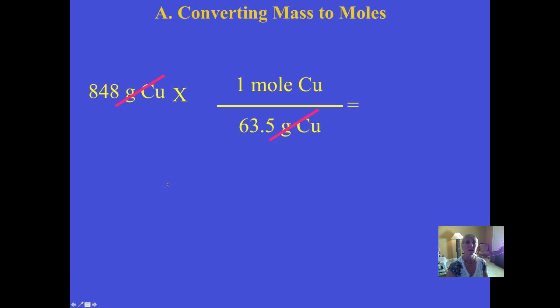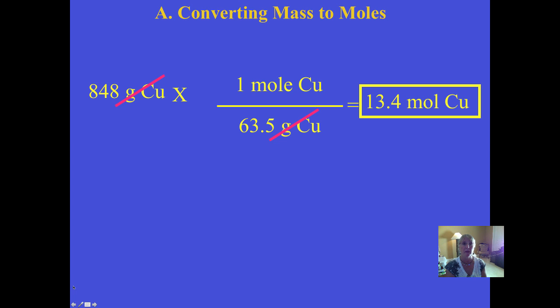But you have to train yourself. The number that goes with the word mole is always 1 in a conversion factor, and this number is the molar mass of the element that you're looking at, based upon its molar mass on the periodic table. I would round to 3 sig figs because the number 848 has 3 sig figs in it, and this was a dividing and multiplying type of problem.